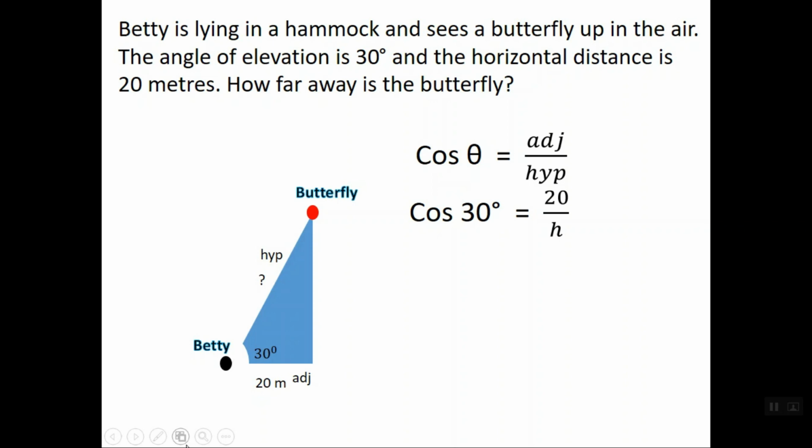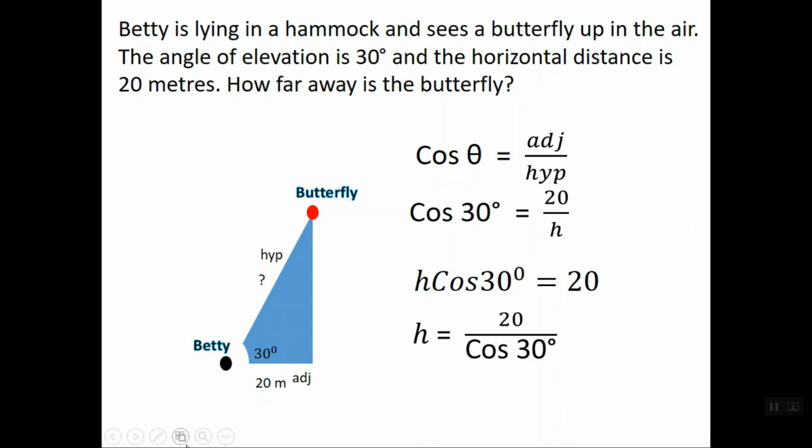Next step is to multiply both sides of the equation by my h, which is in my denominator, because I really don't need that variable in my denominator. When I do that, I get h cos 30 degrees equals 20. Again, I'm trying to solve for h, so I need to get rid of that cos 30 degrees. How do I go about doing that? Think about it this way. H is being multiplied by cos 30, so I need to do the inverse operation, which means I need to divide both sides of the equation by cos 30 degrees.